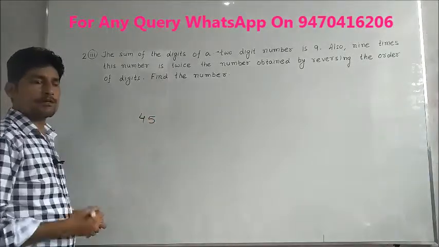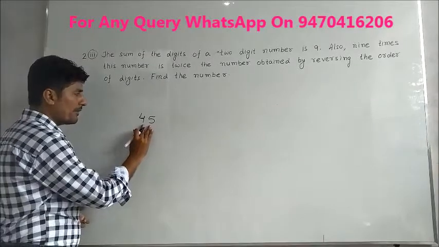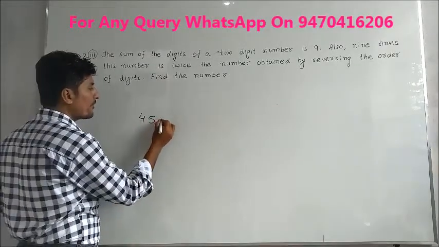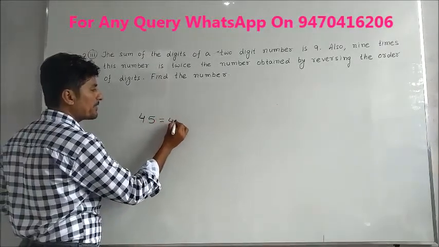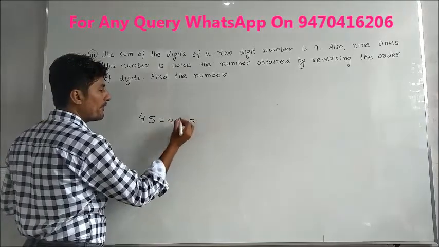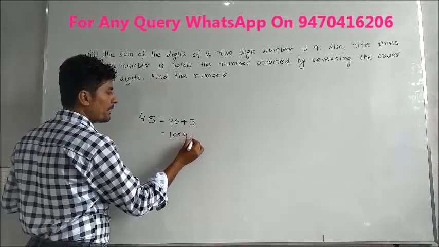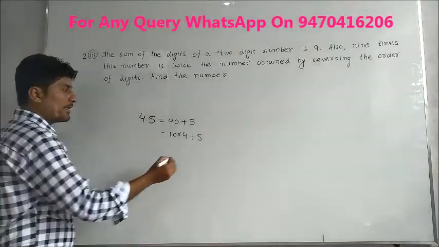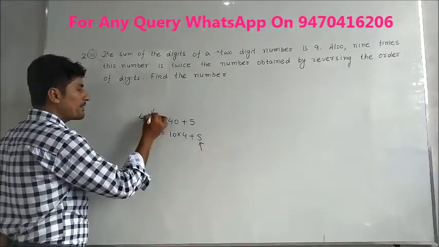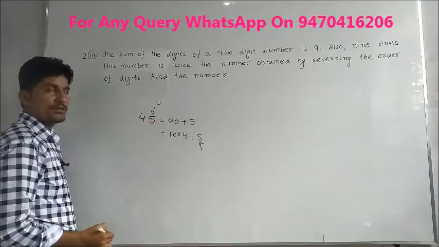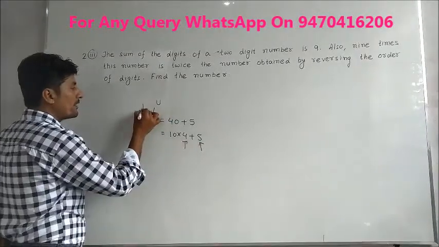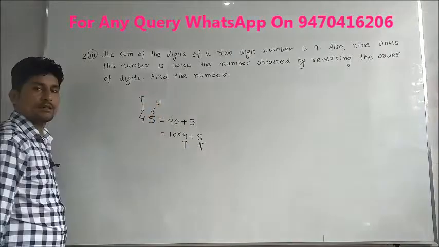We can take any number also. Suppose we have taken the 2-digit number 45. This 45 can be written as 40 plus 5. 40 can be written as 10 into 4, plus 5. What is 5 here? 5 is the unit place digit. 4 is the 10th place digit.